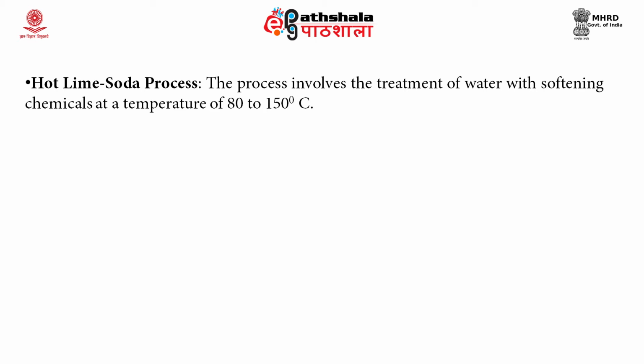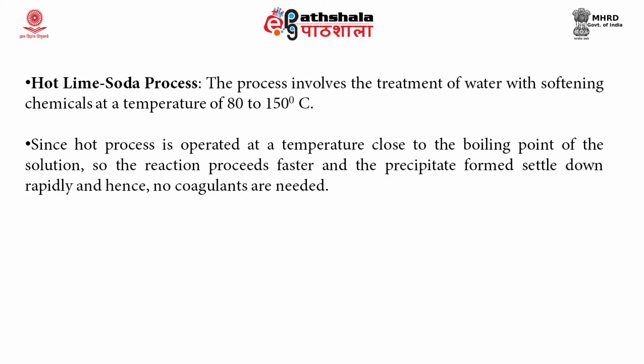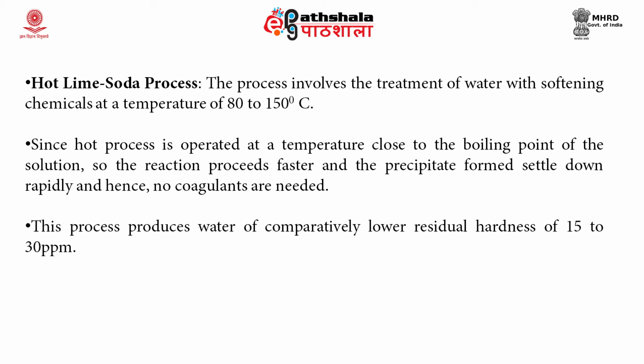In the hot lime soda process, the treatment of the water with the softening chemicals is done at a temperature of 80 to 150 degrees Celsius. Since the hot process is operated at a temperature close to the boiling point of the solution, the reaction proceeds much faster and the precipitate formed settles down rapidly, hence there is no need to add coagulants. This process produces water of comparatively lower residual hardness, in the range of 15 to 30 ppm.